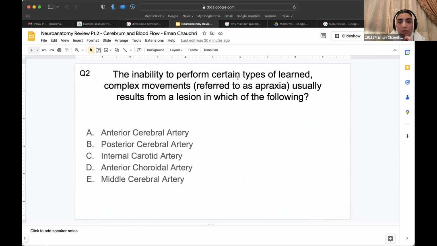The inability to perform certain types of learned complex movements, referred to as apraxia, usually results from a lesion in which of the following? A, anterior cerebral artery, B, posterior cerebral artery, C, internal carotid, D, anterior choroidal artery, or E, middle cerebral artery. Okay, so Nasser says E. Anybody else have anything to add on or say?